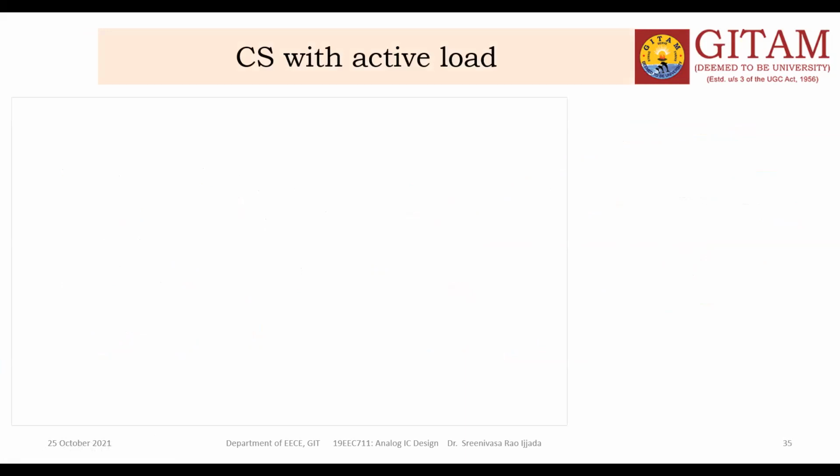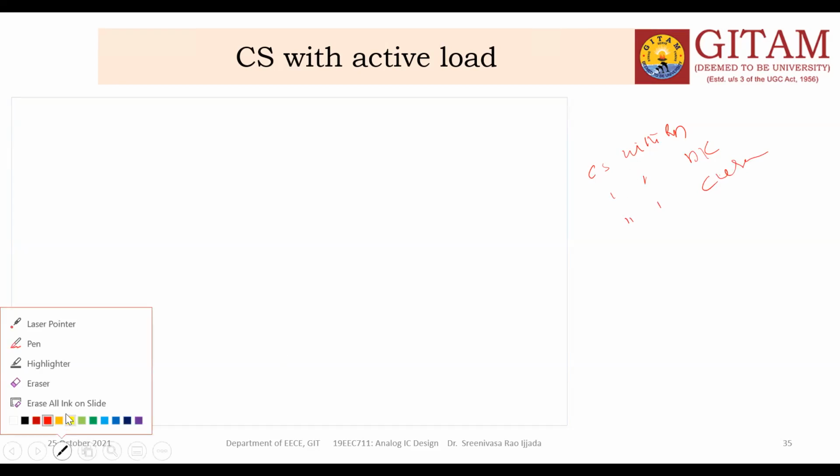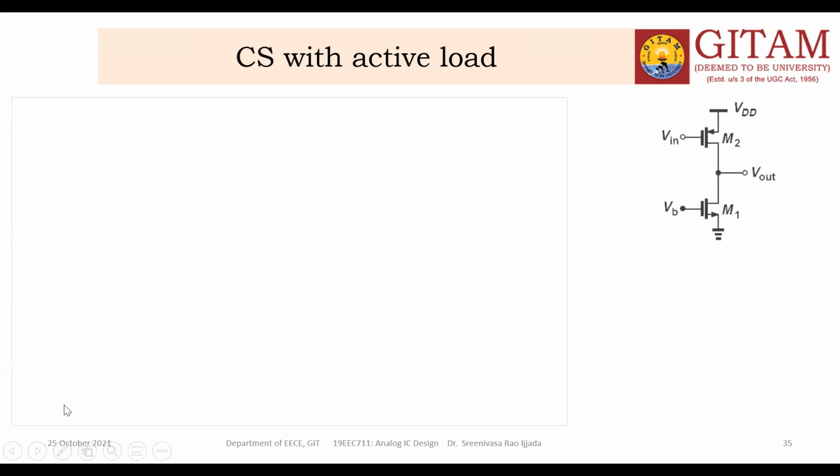So we are going for another one, that is the CS with active load. Earlier we studied CS with RD, CS with diode connected load, and CS with constant current source load. These are the three things we studied. The fourth one is CS with active load. We need improvement from one circuit to another. This is the CS with the constant current source, where NMOS is acting as the load.